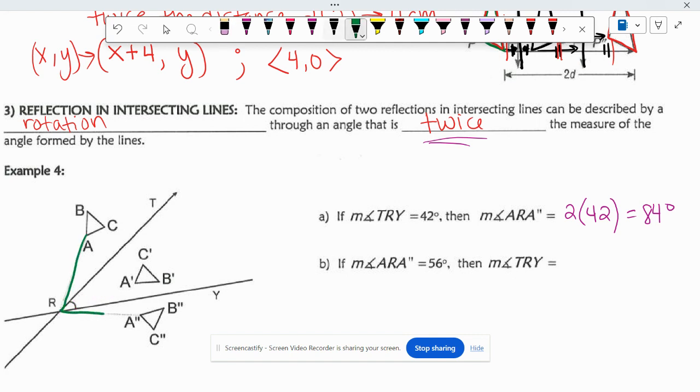The second question has us working backwards. If angle ARA, this measure right here, is 56 degrees, then what was the measure of the angle between the two intersecting lines? So we're going to work backwards. We're going to take 56 and divide it by 2, which is 28. Yeah, half of that.